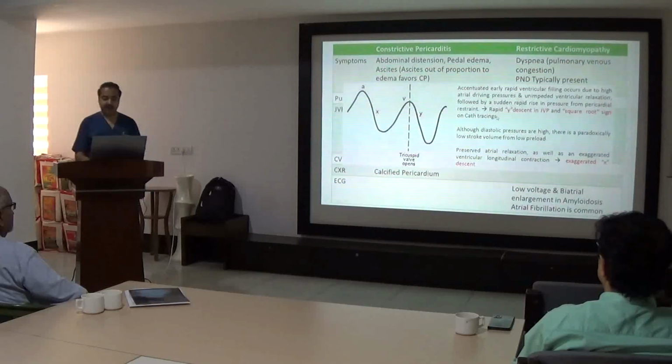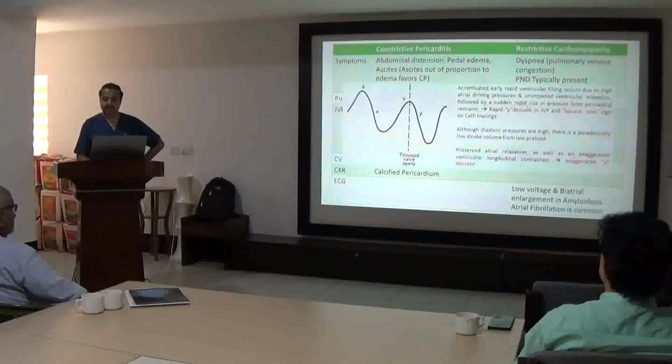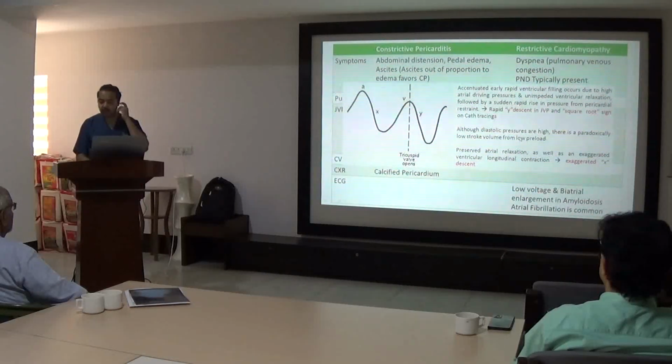So this is again JVP in detail. Accentuated early rapid ventricular filling occurs due to high atrial driving pressure and unimpeded ventricular relaxation, because ventricular relaxation is not impaired. It's a disease of pericardium, followed by sudden rapid rise in pressure from pericardial restraint. After certain filling, the pericardial pressure will suddenly increase. So this will lead to rapid Y descent, followed by again a straight plateau, which will give you a square root sign. Although diastolic pressures are high, there is paradoxically low stroke volume because the volume is always low. Pressures are high, but volume is low.